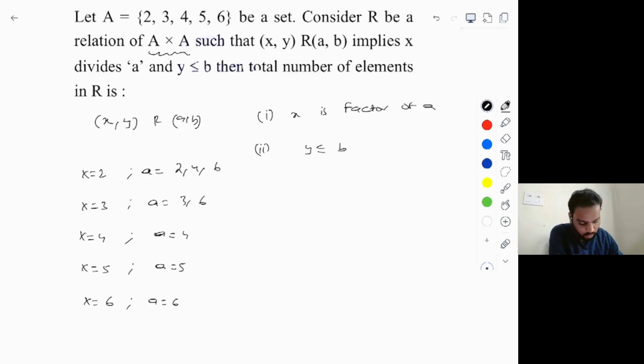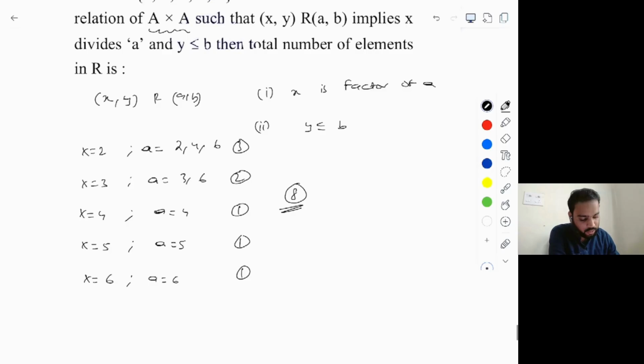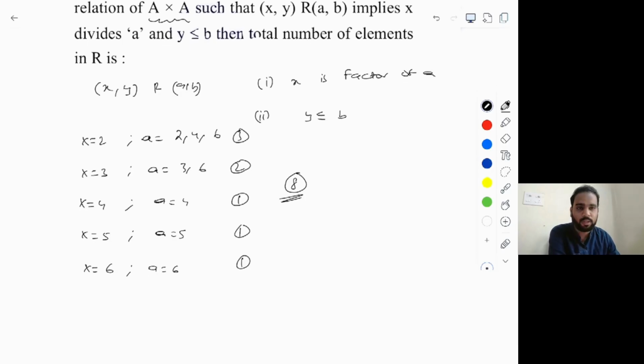So if you count totally, how many cases are there? Here three cases, here two cases, only one possibility, one possibility, one possibility, which will give you totally 3 plus 2 is 5, 5 plus 3 is 8. So there are 8 ways in which you can place the values x and a in that relation. But we still need to calculate how many combinations of y and b are also possible here.